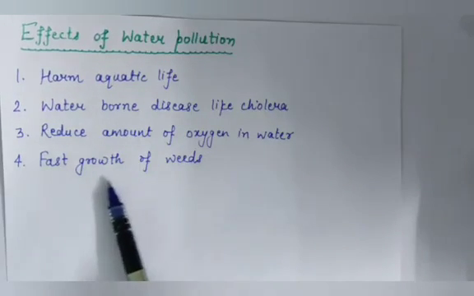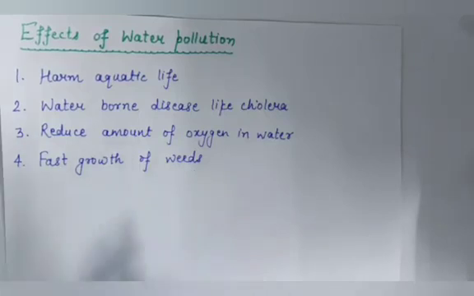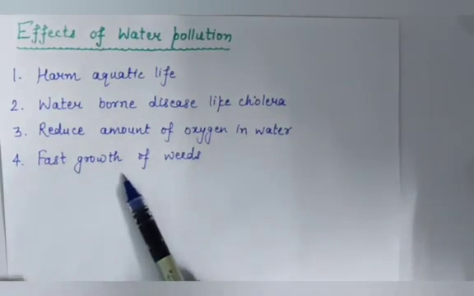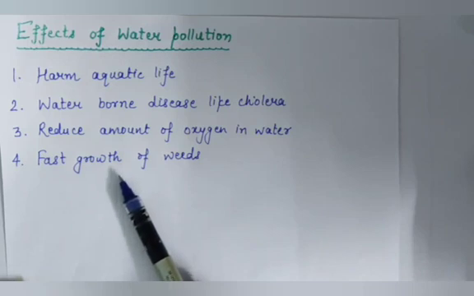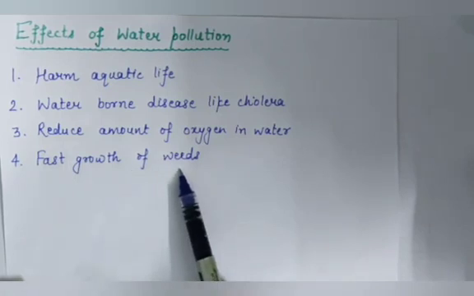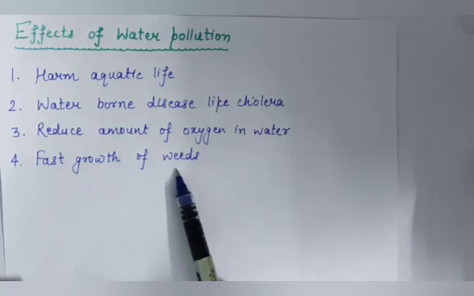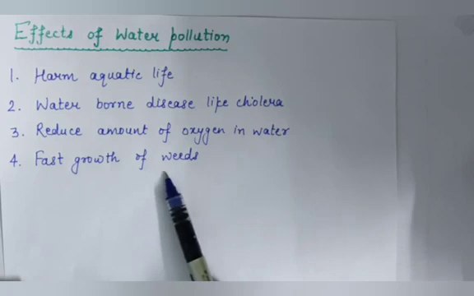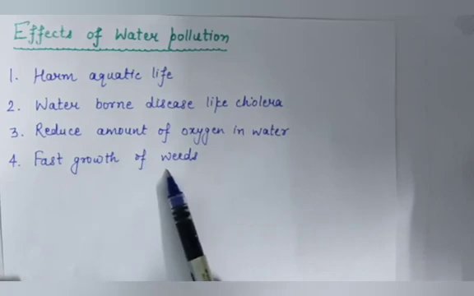Next is fast growth of weeds. Washing of fertilizers into water bodies by rain causes fast growth of weeds, which consume most of the dissolved oxygen from the water. So, it reduces the amount of oxygen in water and may cause death of aquatic animals.